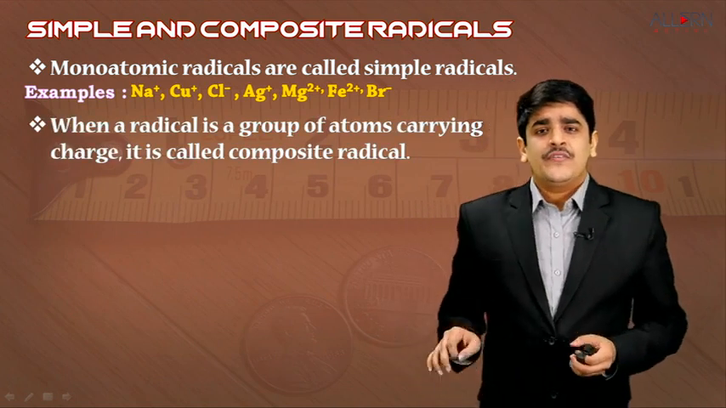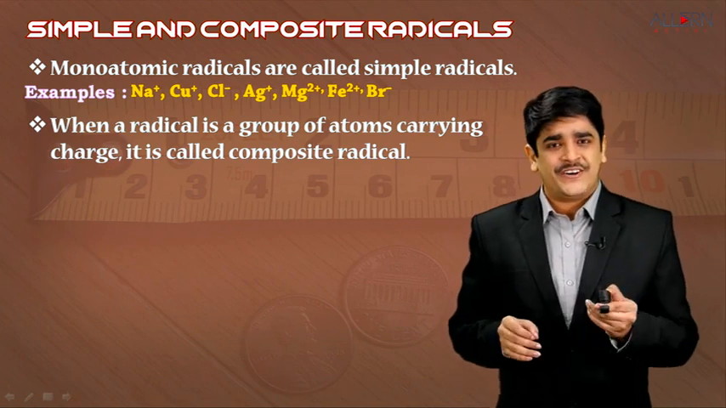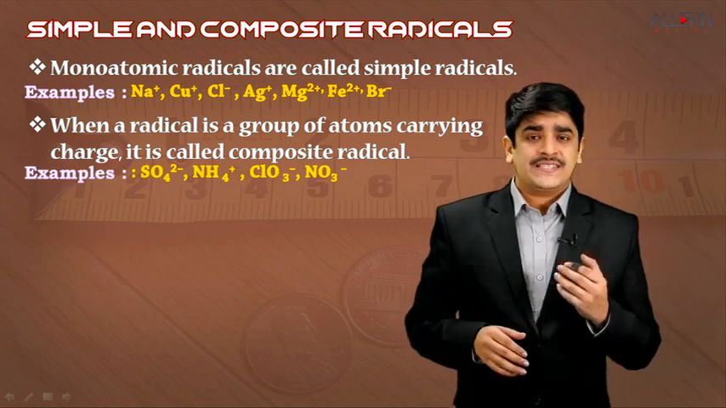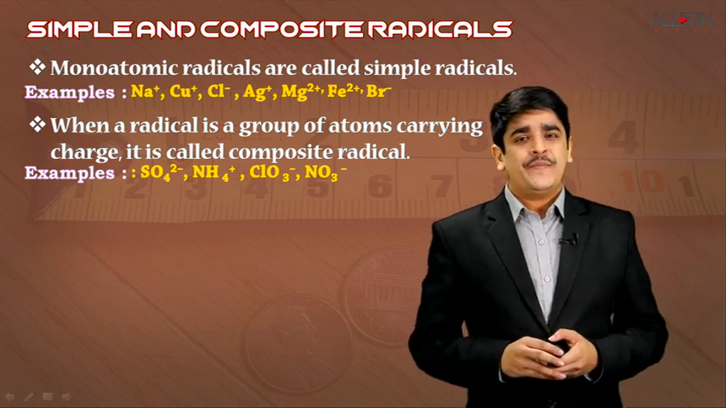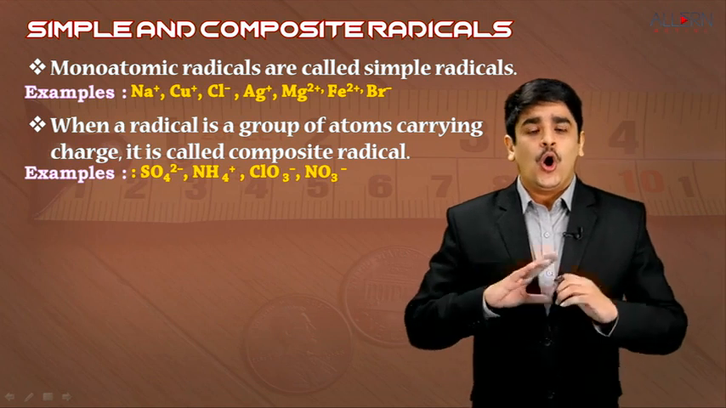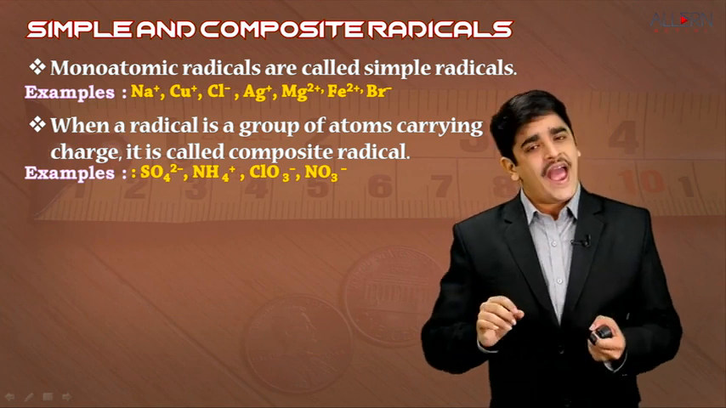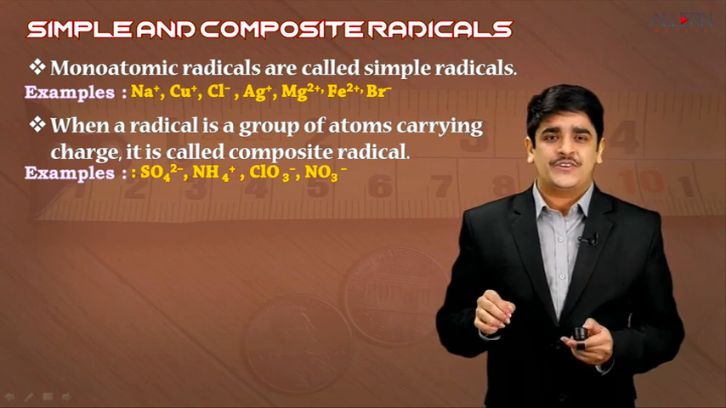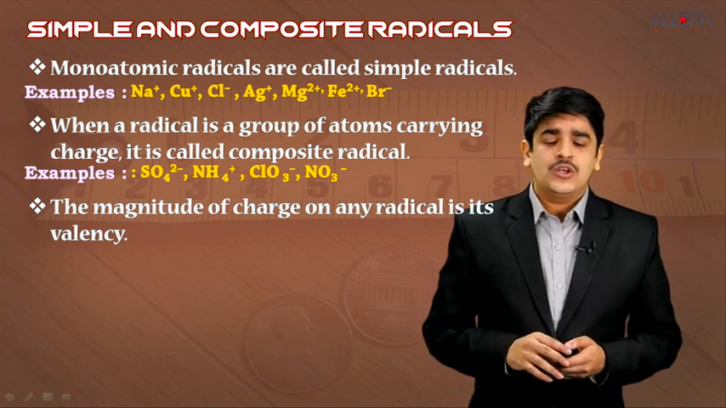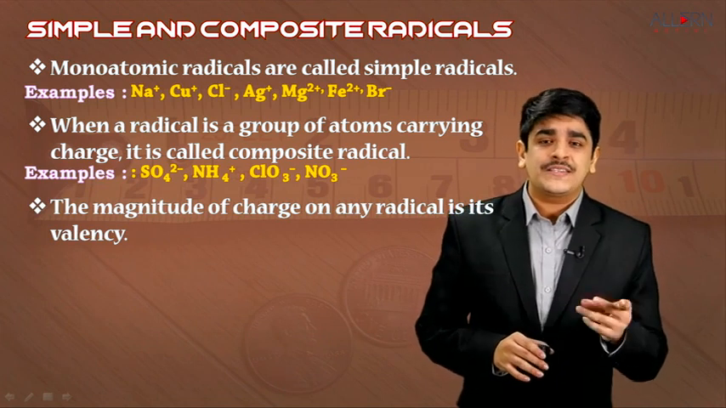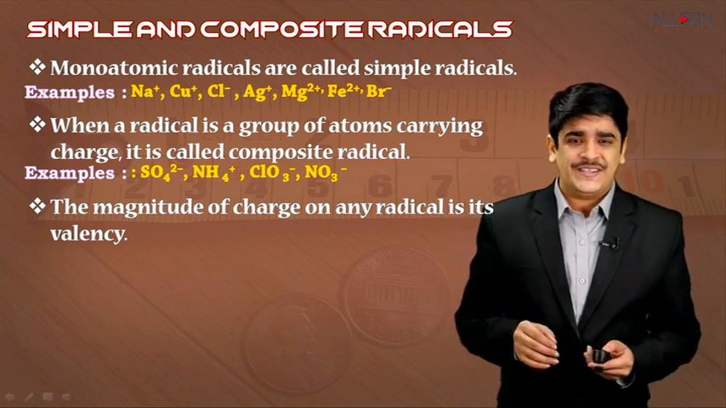On the other hand, when a radical is a group of atoms carrying a charge, it is called a composite radical. Have a look over here. Examples are sulfate, SO4 2-, ammonium, NH4 1+, chlorate, ClO3 1-, nitrate, NO3 1-. All of them have multiple atoms coming together. It's a group of atoms that is going to behave as a single unit and it has a charge. Therefore, it's called a composite radical. Okay. The magnitude of charge on radicals is the valency. So, for example, I have ammonium, NH4 1+, the 1+ is the valency. I have ferrous, Fe 2+, the 2+ is the valency.